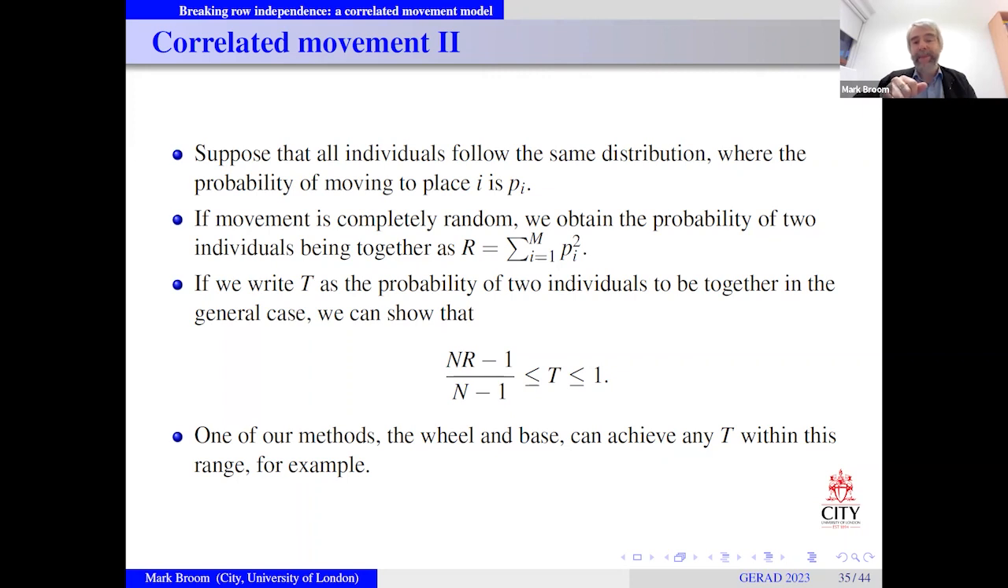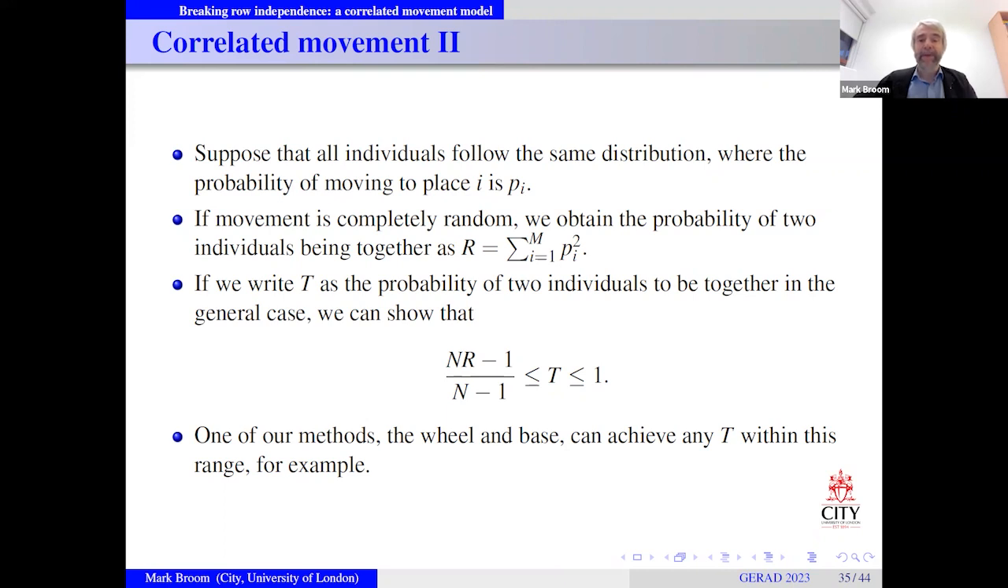So that's the probability that the two of us are together on place 1, plus together on place 2, plus together on place 3, and so on. So this is a general thing where you move independently. We coin the more general value T as the probability 2 individuals are together in general, and T is bounded between these two values. So if we've got this distribution, obviously we could potentially move together.